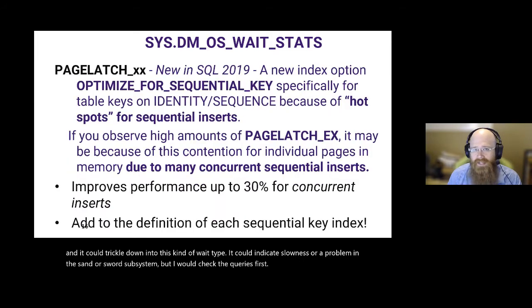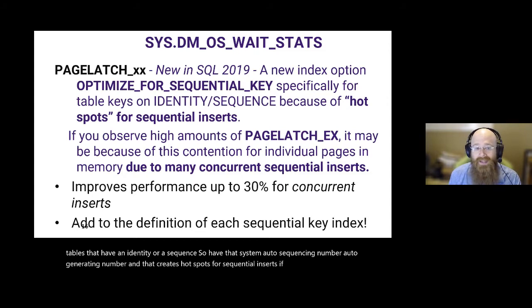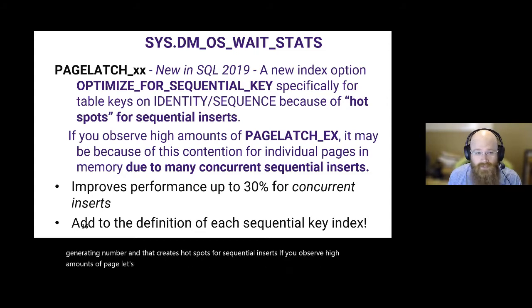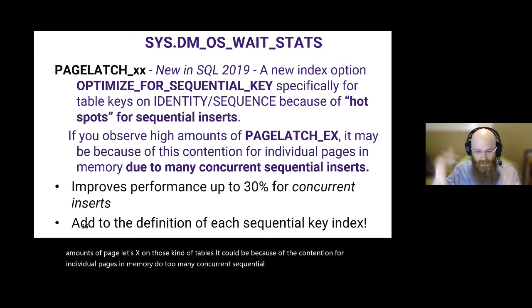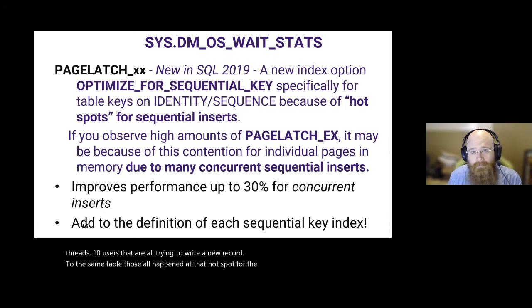Now let's talk more about PAGELATCH, that memory thing. New in SQL 2019, there's an index option, OPTIMIZE_FOR_SEQUENTIAL_KEY, specifically for tables that have an identity or a sequence, so that system auto-generating number. And that creates hotspots for sequential inserts. If you observe high amounts of PAGELATCH_EX on those kinds of tables, it could be because of the contention for individual pages in memory due to many concurrent sequential inserts. So you have 10 threads, 10 users that are all trying to write a new record to the same table. Those all happen at that hotspot for the sequence.